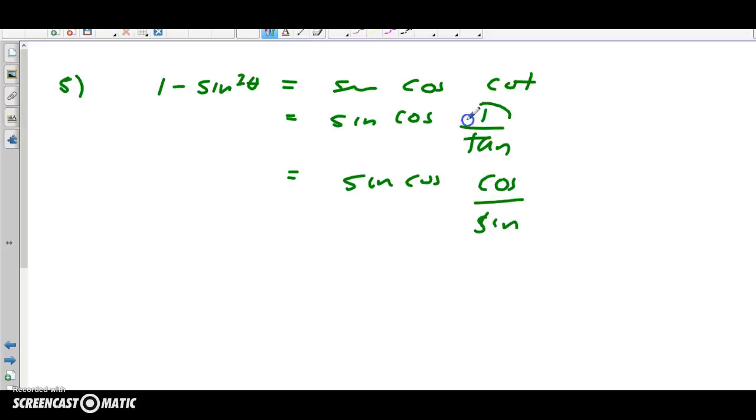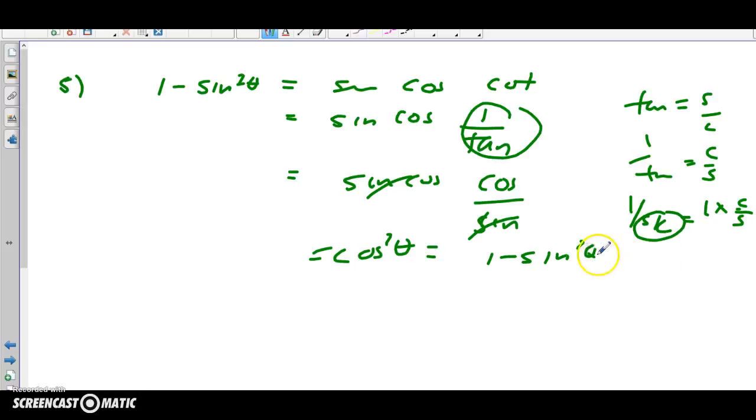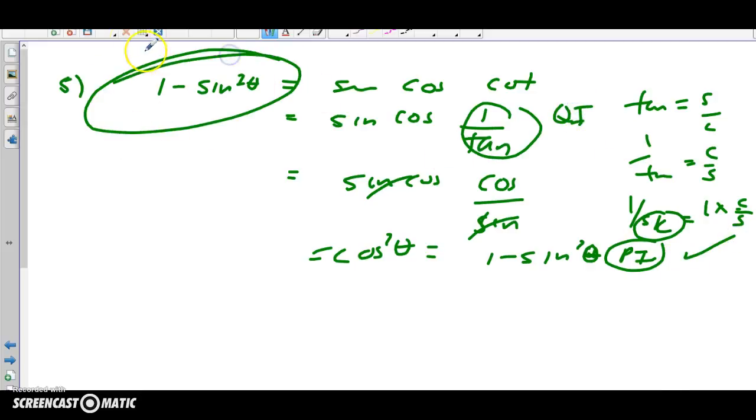Okay, so you can do it one of two ways. One is to say that if tan is sine over cos, then 1 over tan is cos over sine. That's one thing to do. Another way is to write this as 1 over sine over cos, and that is 1 times cos over sine once you flip the bottom, because that's dividing by sine over cos. So you flip it, you get cos over sine, and then that cancels out with that, and then you're left with cos squared theta, which is equal to 1 minus sine squared theta by the Pythagorean identity. So this was quotient identity, that's Pythagorean identity, and that's left side, right side.